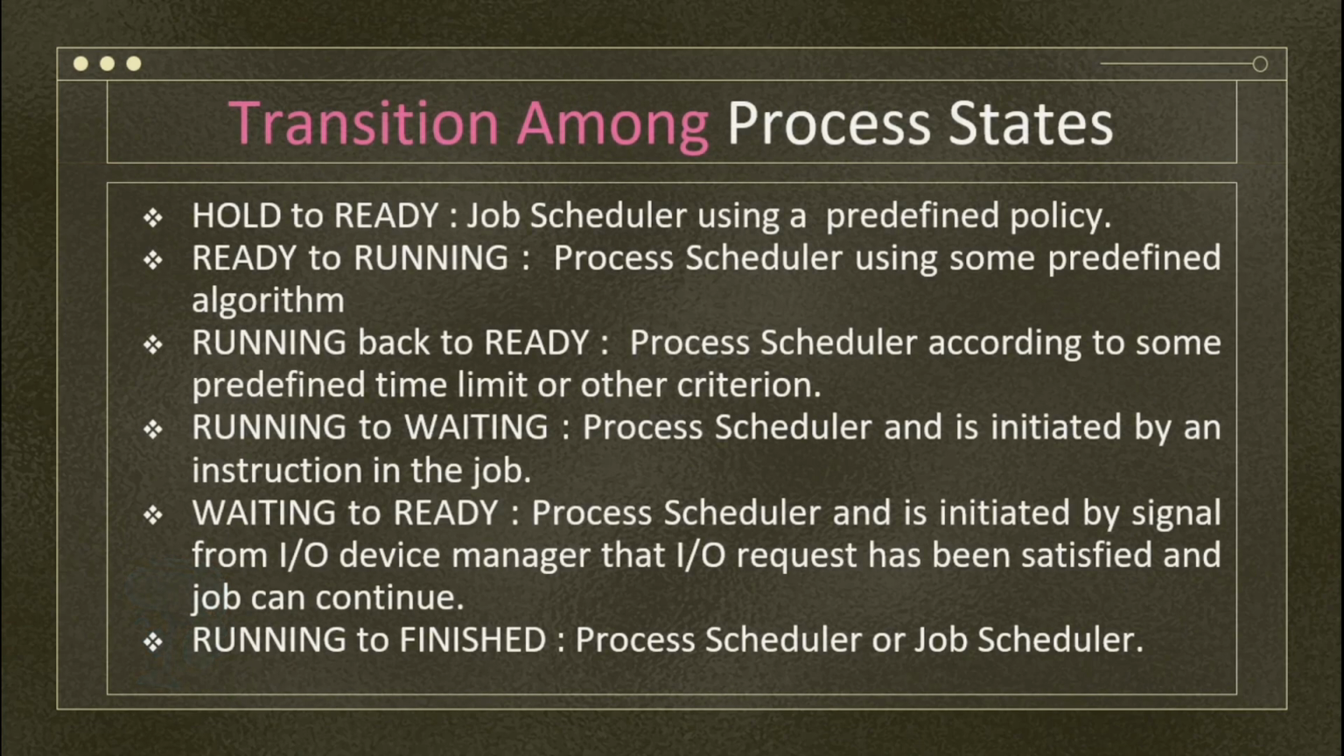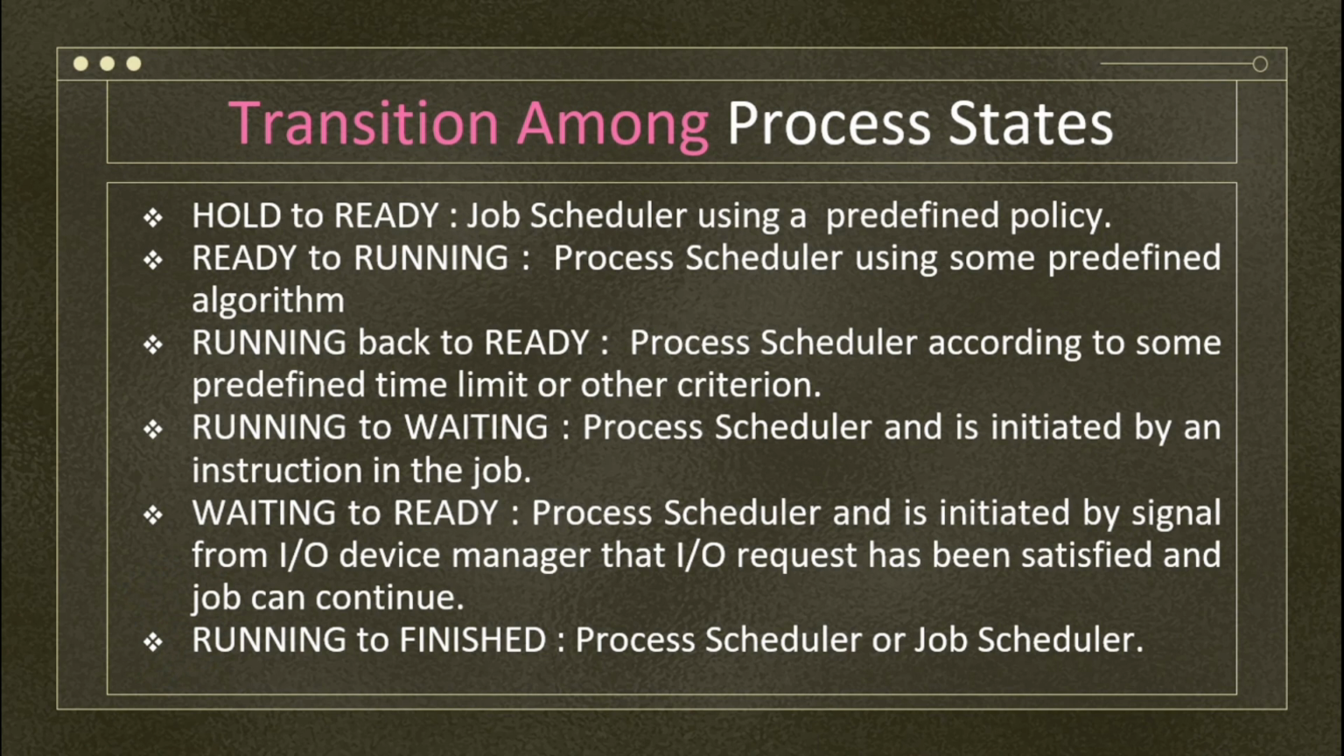The process transitions are represented by arrows in a process state diagram, which shows the possible states and transitions of a process. For example, a process can transition from ready to running when the scheduler selects it for execution, or from running to waiting when it requests an input or output operation.